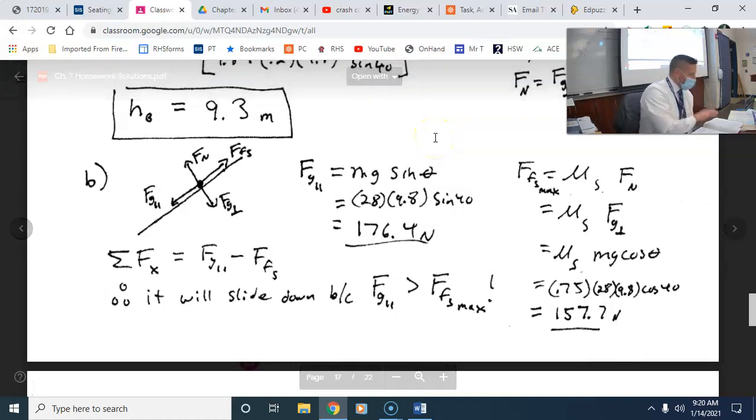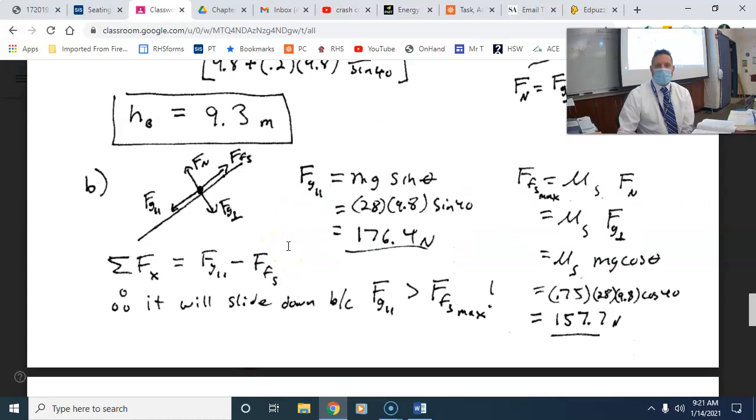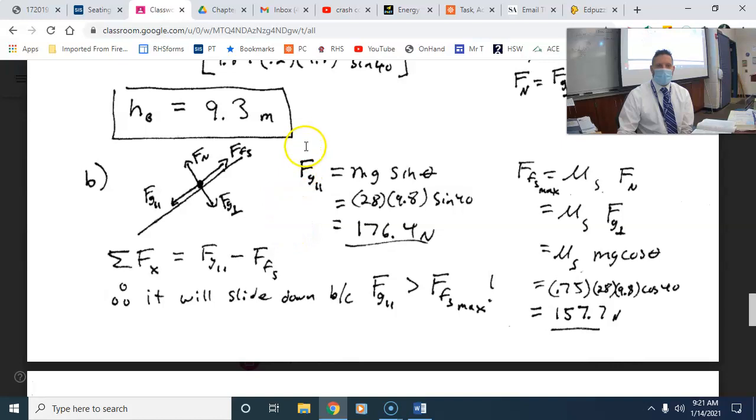All right, in part B, it says, will the rock remain at rest at its highest point, or will it slide back down the hill? Okay, so we know where its highest point is.